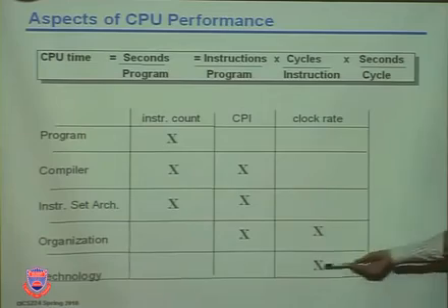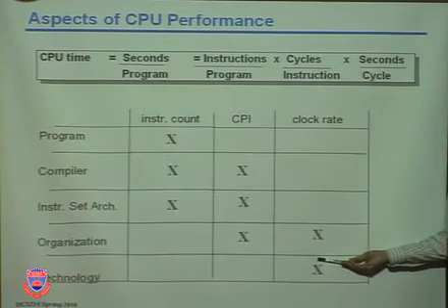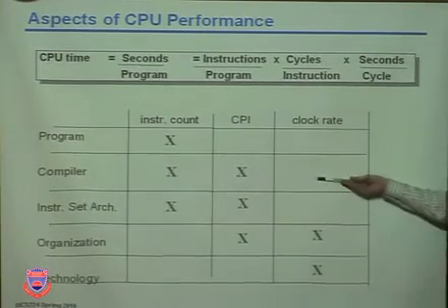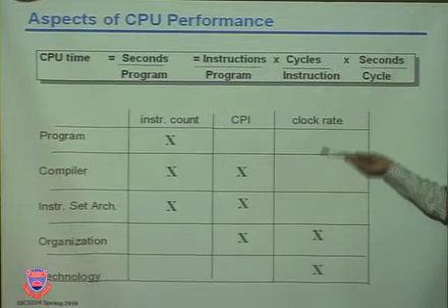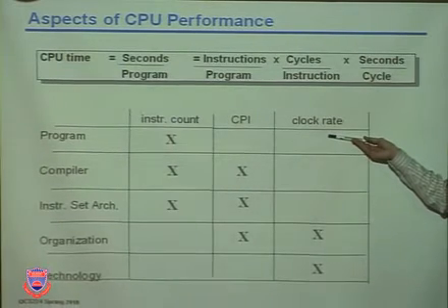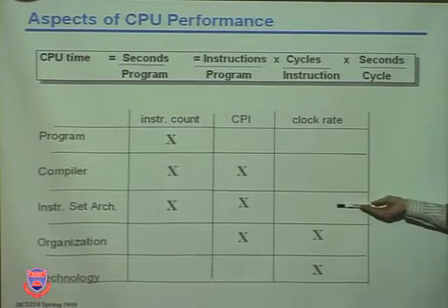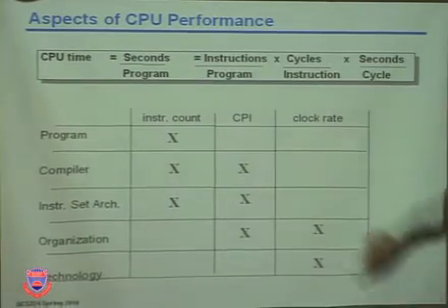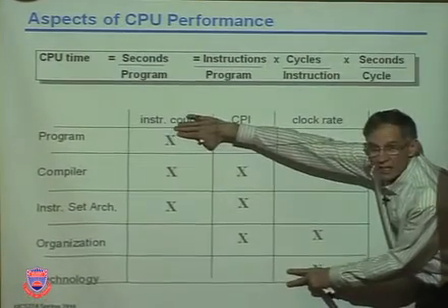Technology. Well, looks to me like technology affects just 1 of the 3. Organization affects 2 of the 3. Compiler affects 2 of the 3. The program and language and algorithm affect 1 of the 3. Instruction set architecture affects 2 of the 3. So I would have to say these are not good candidates because they only affect 1.